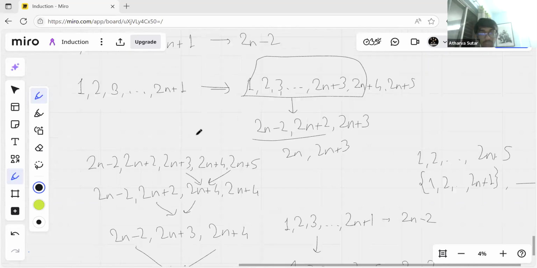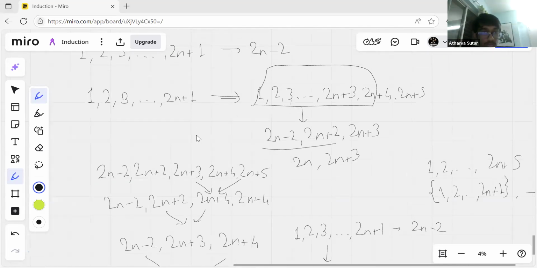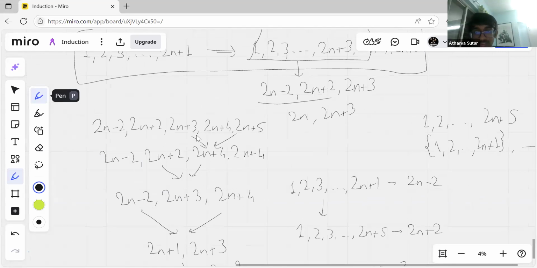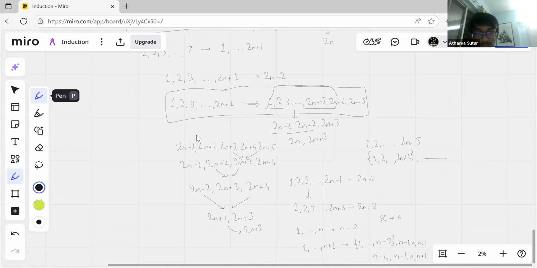Yeah, I'll mark the induction step. So this is the hypothesis that we have: if it's true for 2n plus 1, then it would be true for 2n plus 5. And then these are the calculations we did to show that it's true.